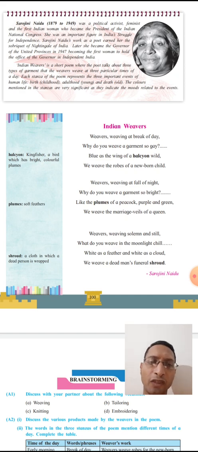You must have seen the shroud of a funeral. It is also white in color because the old people have lost their taste of life. They have reached old age. They have enjoyed their life, childhood and youth, and they have reached old age now and got solemn and still. And that's why the weavers are saying that they are weaving the dead man's funeral shroud. Shroud means a cloth in which the dead person is wrapped. So they are weaving the funeral shroud, and this third stanza represents old age. White as a feather and white as a cloud, we weave a dead man's funeral shroud.